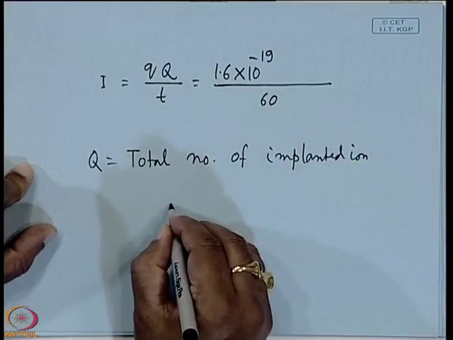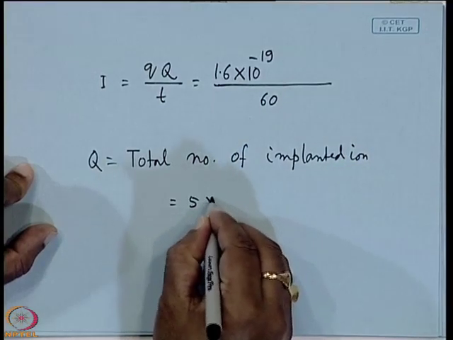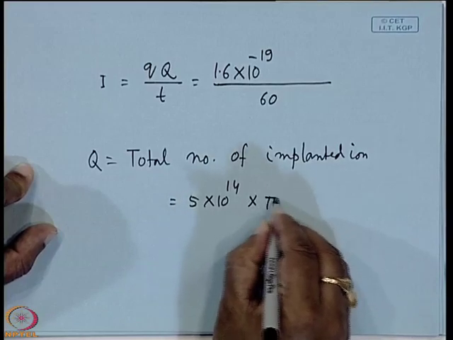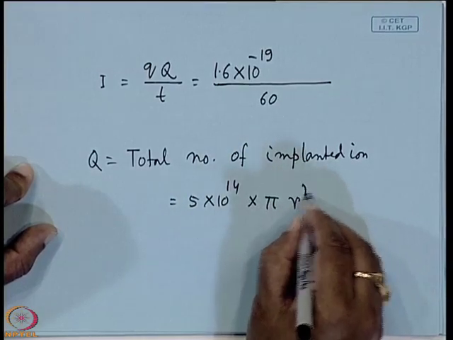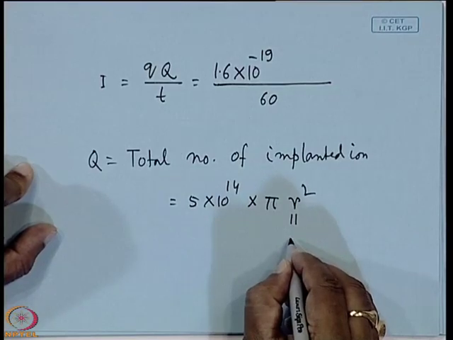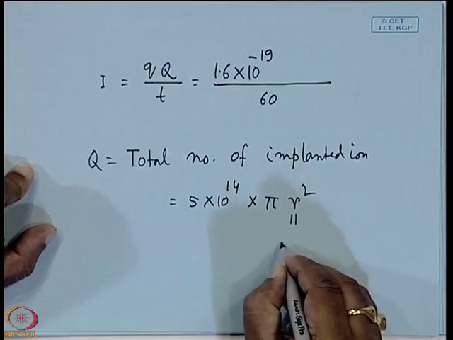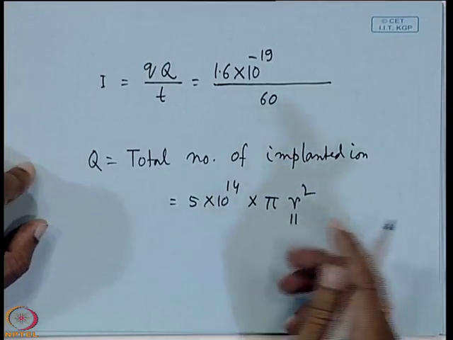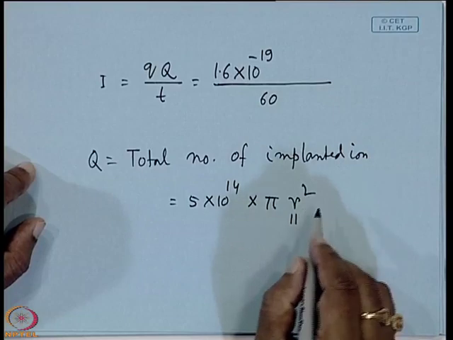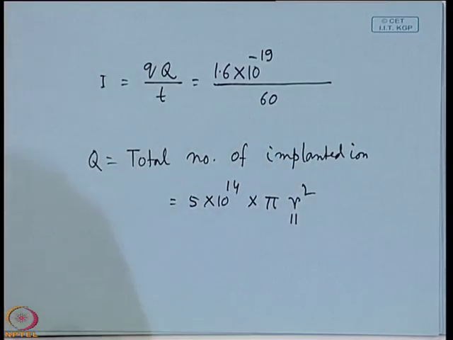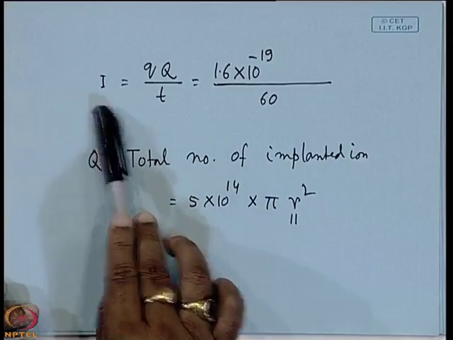How it is calculated? It is equals to 5 into 10 to the power 14 per centimeter square multiplied by pi r square. Now, what is r? It is 200 nanometer, that means you can change it into proper value. So, the total surface area you can calculate and so the beam current.